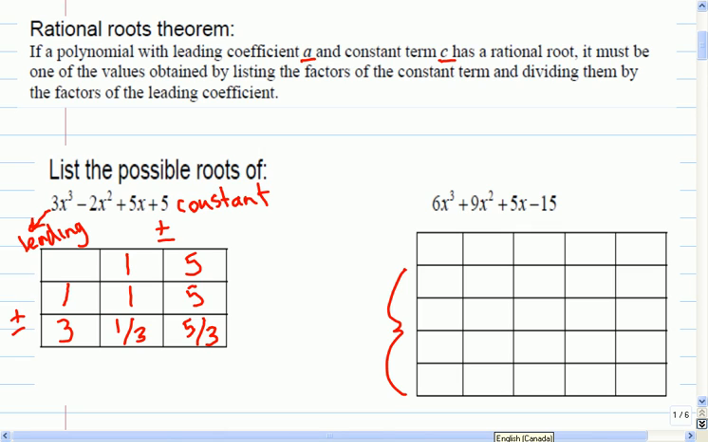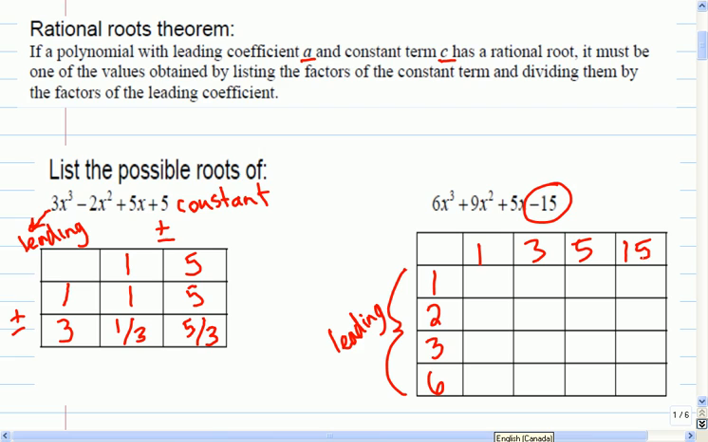Somebody further back. I haven't heard from the middle part of the class today. Karen, you want to take a stab at it? Yeah, excellent. So 1, 2, 3, and 6. Those come from the leading coefficient. Okay, then this is my constant term here. So what would I put along the top? Andy? 1, 3, 5. 1, 3, 5, and 15.